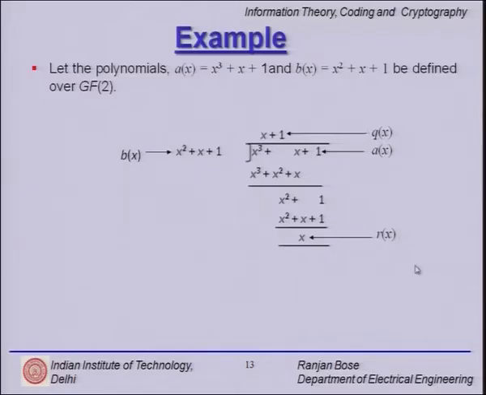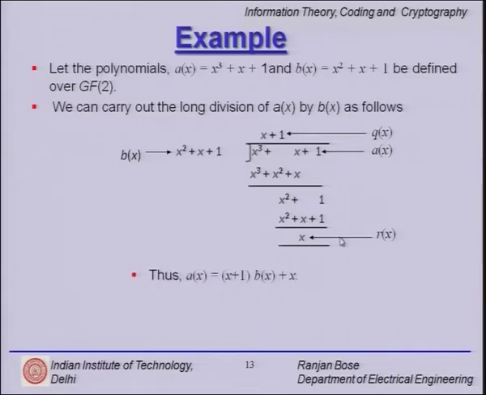This simple example shows that we have with us the quotient and the remainder, and we can clearly write a(x), the dividend, equal to (x plus 1), the quotient, times b(x), the divisor, plus the remainder or the residue x.